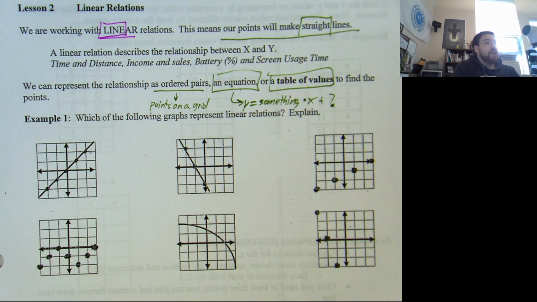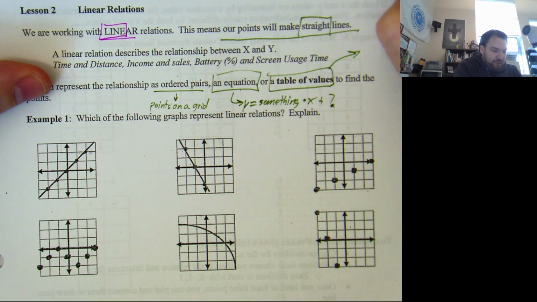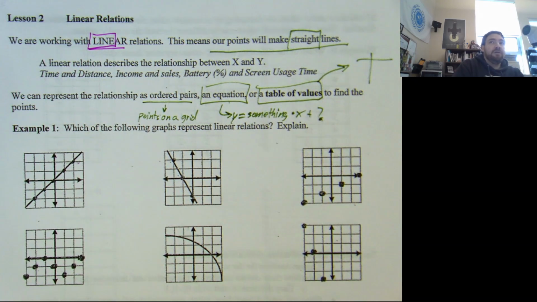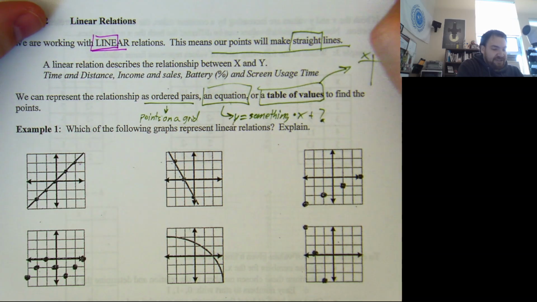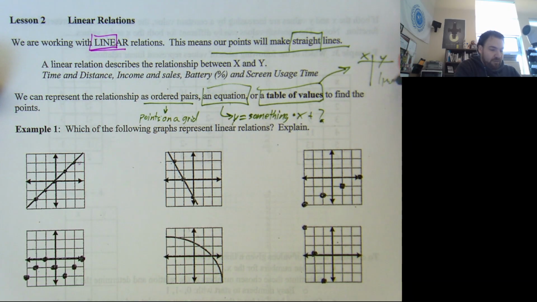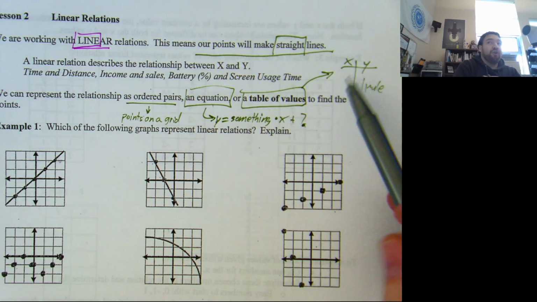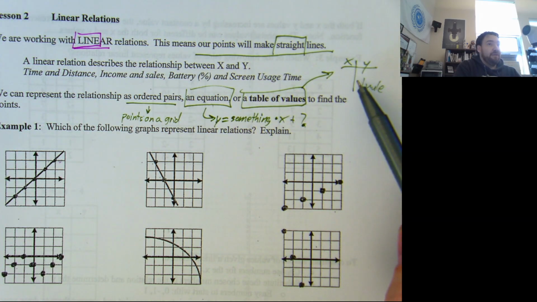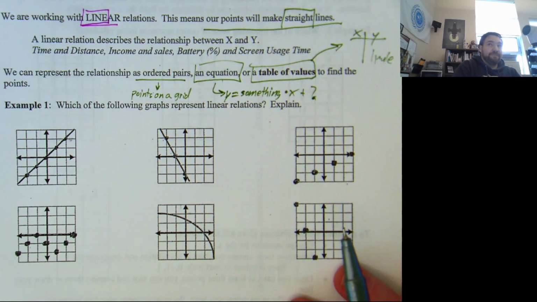And a table of values. Hands up if you're familiar with a table of values. Okay? Some of you just don't want to raise your hands. That's cool too. A table of values looks like this. It's a T-chart. One column represents x, one column represents y, and you shove a bunch of numbers in there. There is one rule for determining whether or not this is linear without actually having to draw it. And so we're going to look at all these pieces.